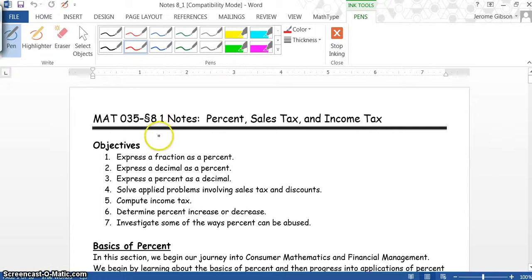Hello class, we're about to start section 8.1, percent, sales tax, and income tax. Our objectives: to express a fraction as a percent, express a decimal as a percent, express a percent as a decimal, solve applied problems involving sales tax and discounts, compute income tax, determine percent increase or decrease, and investigate some of the ways percent can be abused.